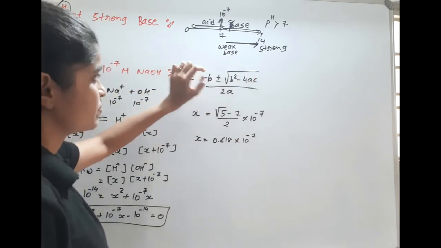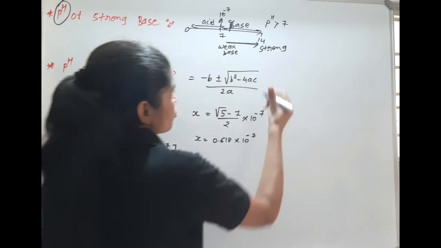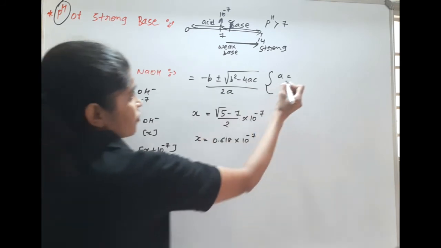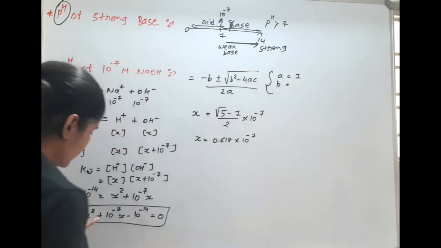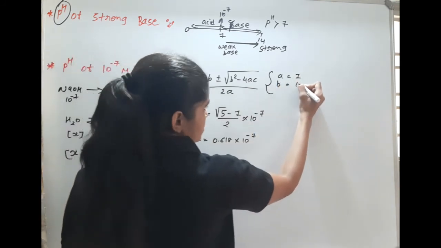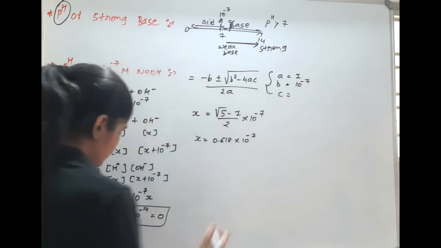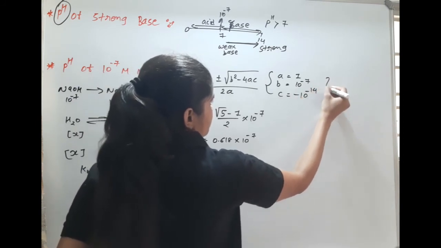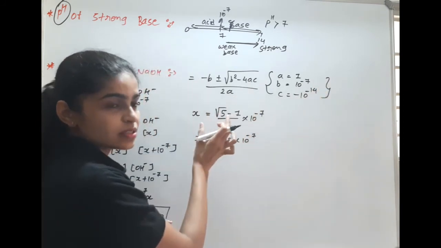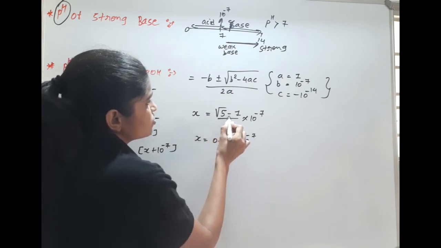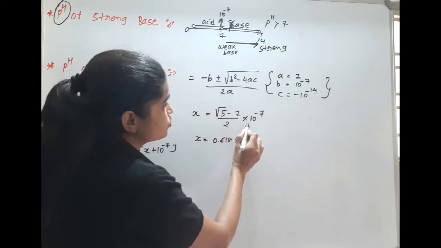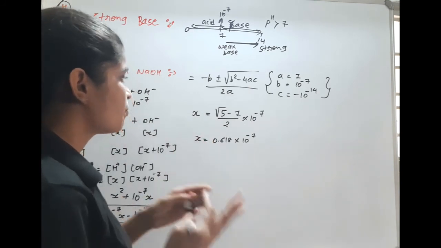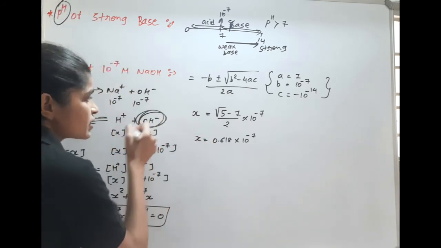Remember this equation. What is the value of a? The a value is the stoichiometric 1. b is equal to 10 raised to minus 7, and c is equal to minus 10 raised to minus 14. Put these values in this equation and solve. So x is equal to under root 5 minus 1 divided by 2 into 10 raised to minus 7. That way we find the x value, and then we find the OH- value.